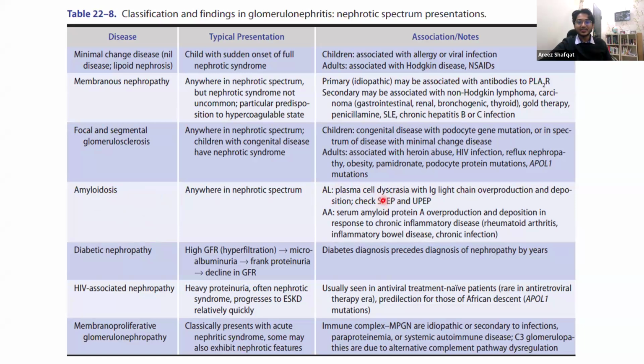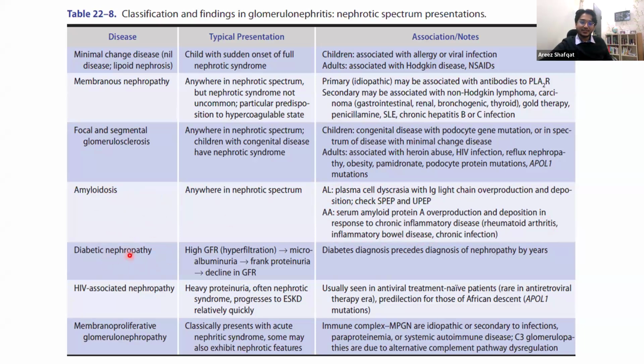And for this, you check serum protein electrophoresis and urine protein electrophoresis as you studied in hemo. Or you can have AA amyloidosis. This is usually seen in response to chronic inflammatory diseases like rheumatoid arthritis or inflammatory bowel disease.